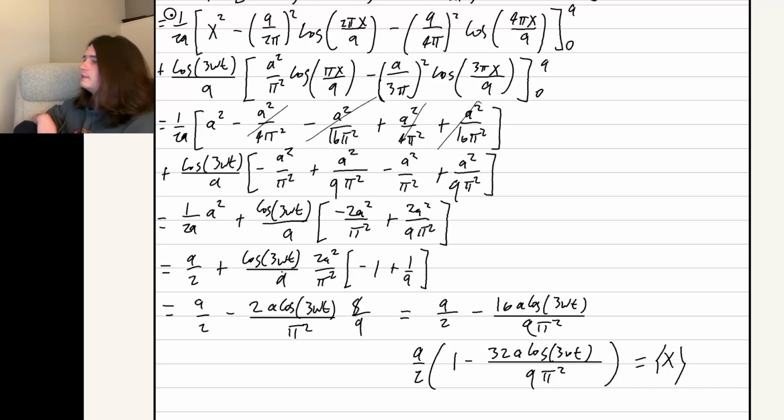So that's your expectation value of x. It's where you expect the particle to be just by looking at it. And actually, there's not an a here, so cool.